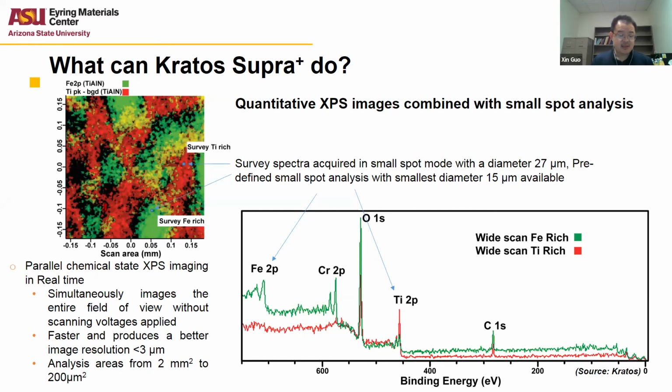And this chemical state imaging is acquired in parallel mode. That means it can image the entire field of view simultaneously without a need of scanning voltage applied. And this can acquire the image faster and produce a better resolution, less than 3 micron. And the analysis area we can define with Supra Plus from 2 mm² to 200 micrometer square. And a small spot analysis with the smallest diameter, 15 micrometer, can be used.